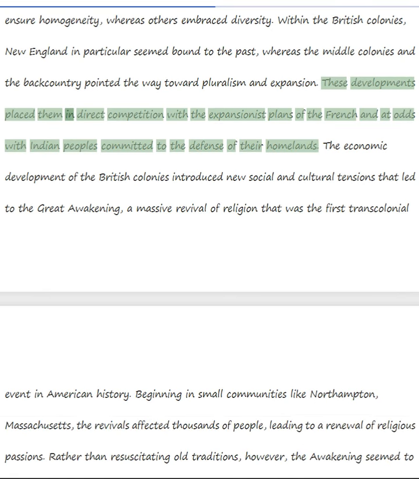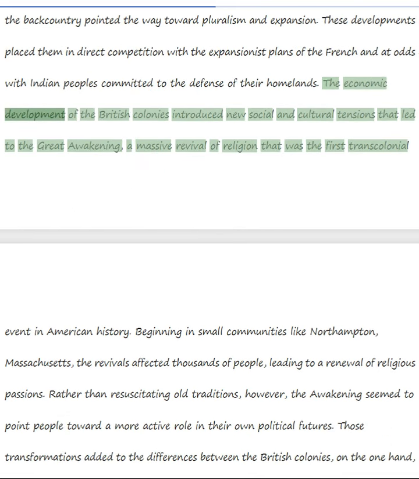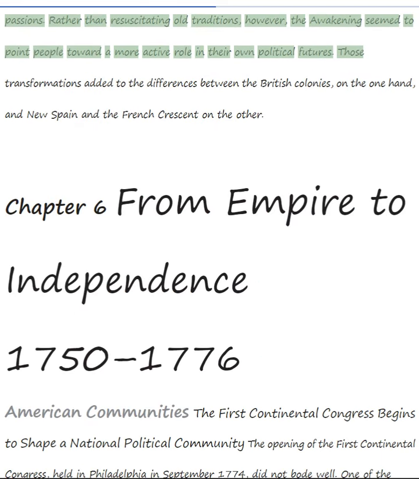These developments placed them in direct competition with the expansionist plans of the French and at odds with Indian peoples committed to the defense of their homelands. The economic development of the British colonies introduced new social and cultural tensions that led to the Great Awakening, a massive revival of religion that was the first transcolonial event in American history.